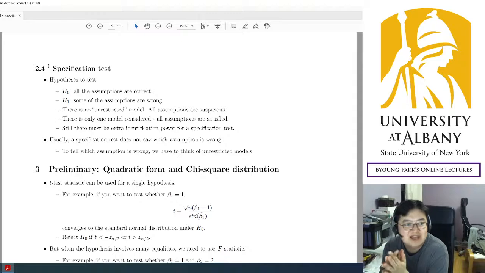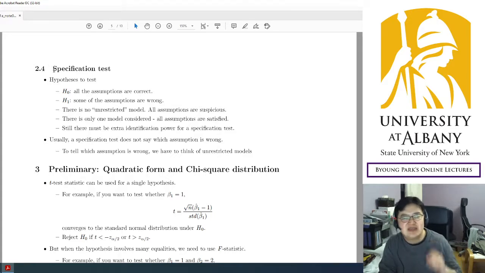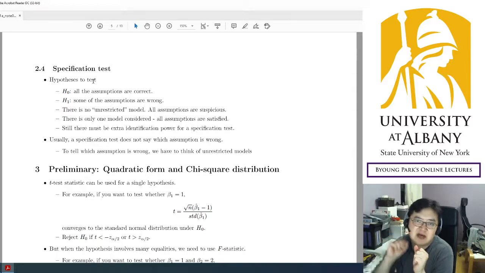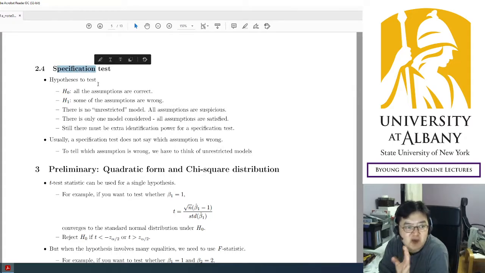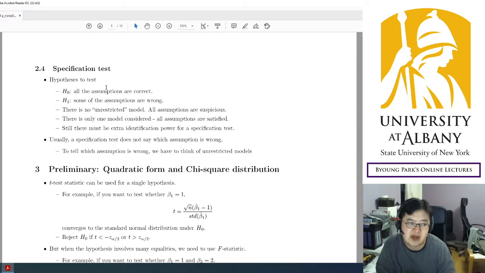Another related concept is specification test. Specification test is a kind of hypothesis test, but it is slightly different from a typical hypothesis test, because as I previously said, for a model to be correct, all of its assumptions must be correct. And a specification test is to see whether a model is correctly specified or not. So basically, it is testing whether all the assumptions are correct or some of the assumptions are wrong. But I don't know which is wrong.